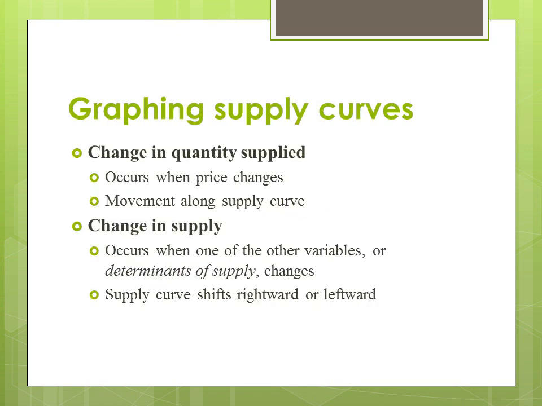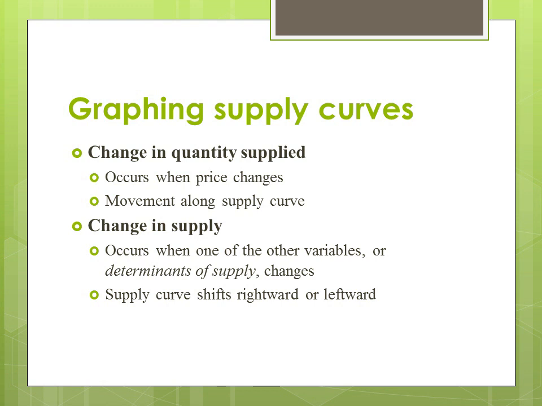Change in quantity supplied. Changes in quantity supplied occur when price changes. So when price increases or decreases, due to this our quantity supplied will change. Movement along the supply curve may be caused by a shift in demand. So when the demand curve shifts, movement along the supply curve occurs.